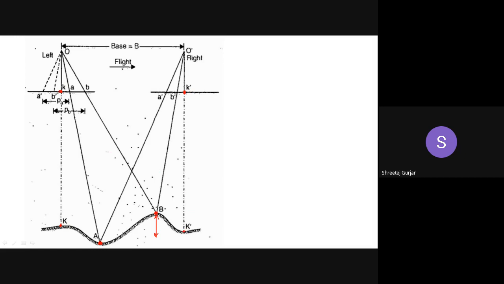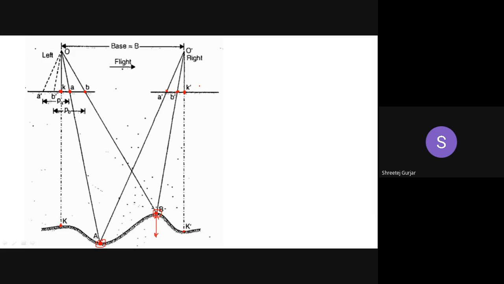Then you can see the image of this particular point A on the photograph will be here, marked as small a. Similarly, the image of the point B on the photograph here will be small b. All the notations on the photograph will be in small letters. Similarly on the right hand photograph, you can see it is A dash and B dash. K and K dash are called principal points. I hope you remember these are called principal points.